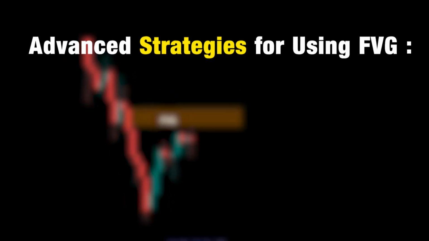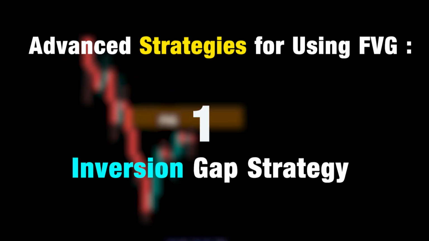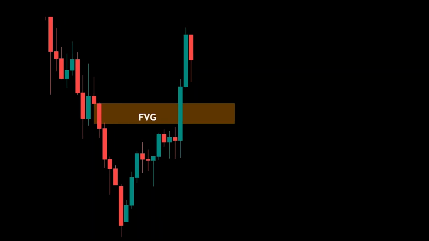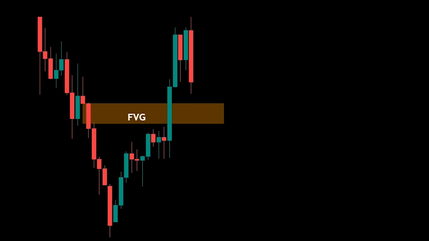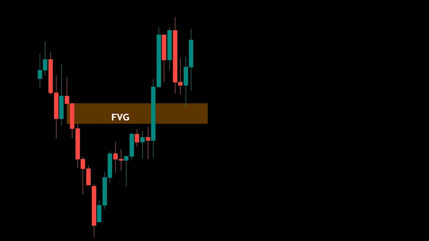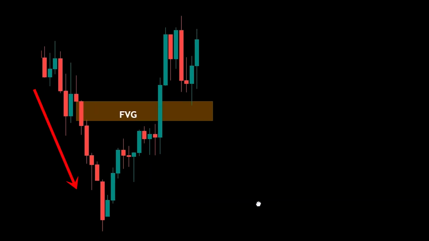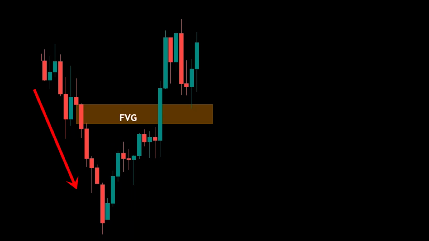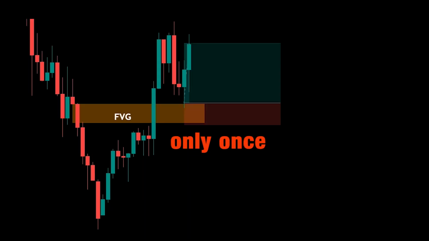Advanced strategies for using FVG. 1. Inversion gap strategy. If an FVG has been broken, it can be reused as an inversion gap. In this scenario, the FVG acts as resistance. For example, if the FVG was bearish and after the revisit, the price shows signs of reversal, traders can enter a buy position. This strategy usually works only once.